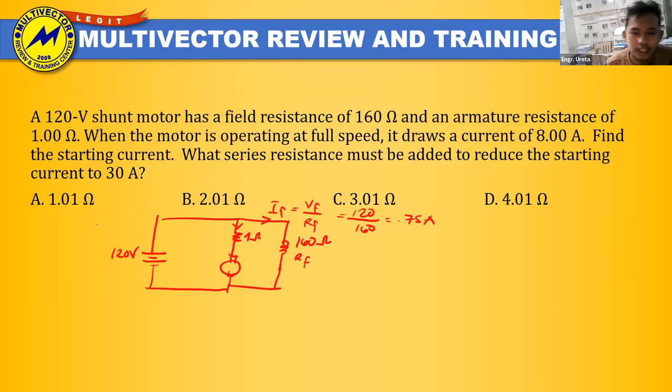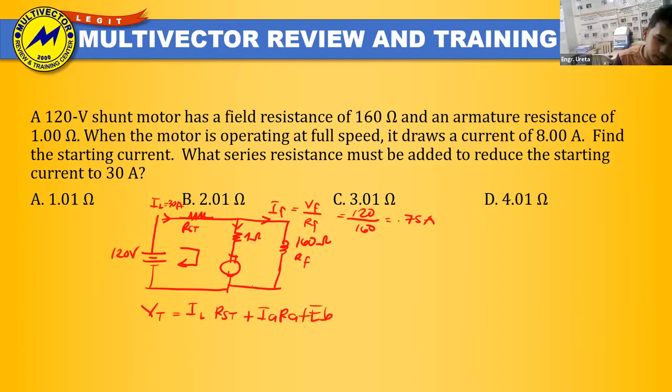Okay? So una, saan natin ilalagay yung starting resistance? So ilagay natin yung starting resistance dito. Okay? So kapag nag-KVL kayo dito, yung starting current natin dito is the line current. KVL, okay, total voltage is equals to IL multiplied by RST plus IA RA plus EB. Okay? IL times yung resistance niya, RST, plus IA multiplied by RA.